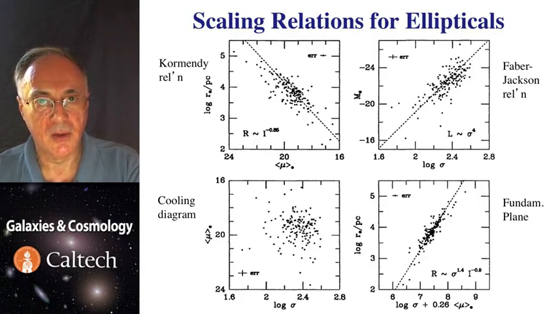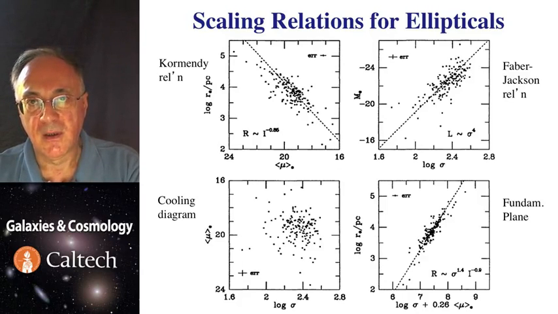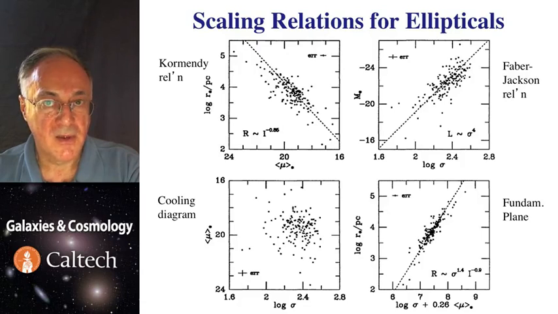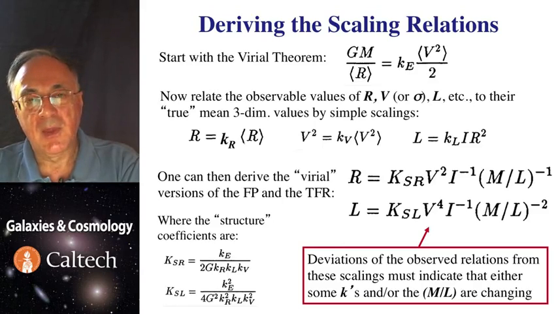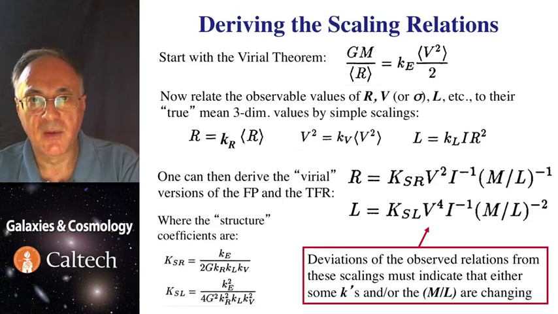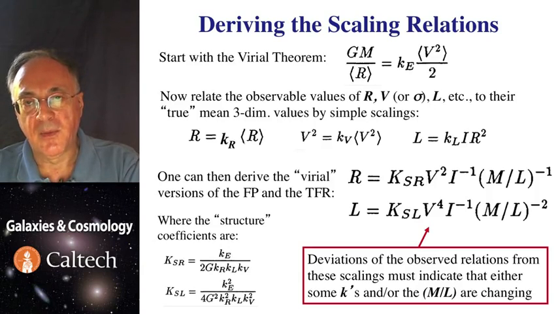It is a plane because there are two independent variables, and it's fundamental because it connects fundamental properties of ellipticals. Well, can we understand where these correlations come from? Yeah, up to some point. So we can always start with the virial theorem that always has to apply. And we can then substitute mass for luminosity using mass to light ratios. Now here is the crucial part.